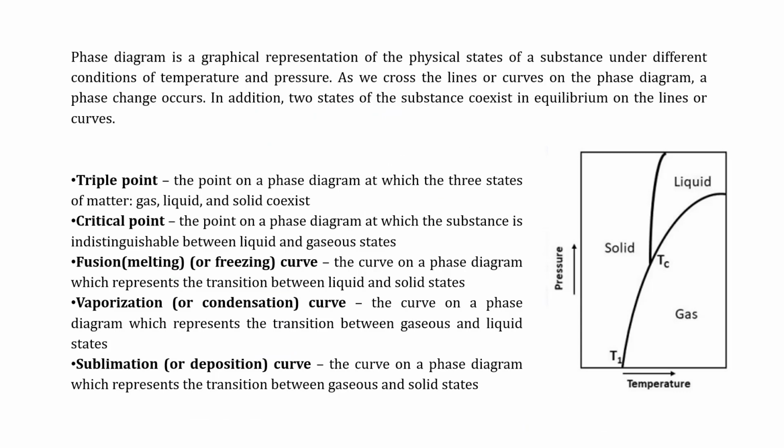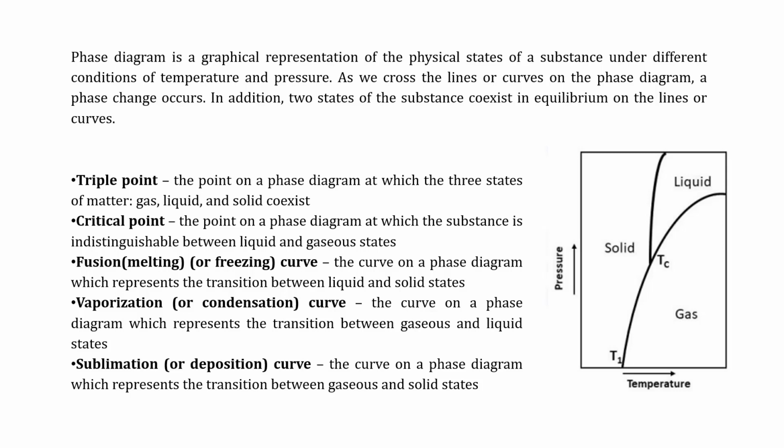A phase diagram is a graphical representation of the physical states of a substance under different conditions of temperature and pressure. As we cross the lines or curves on the phase diagram, a phase change occurs. In addition, two states of the substances exist in equilibrium on the lines or curves.